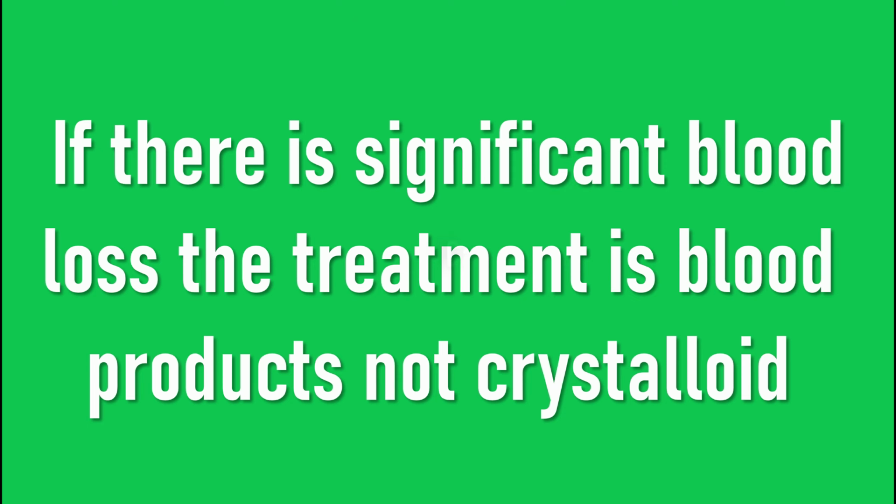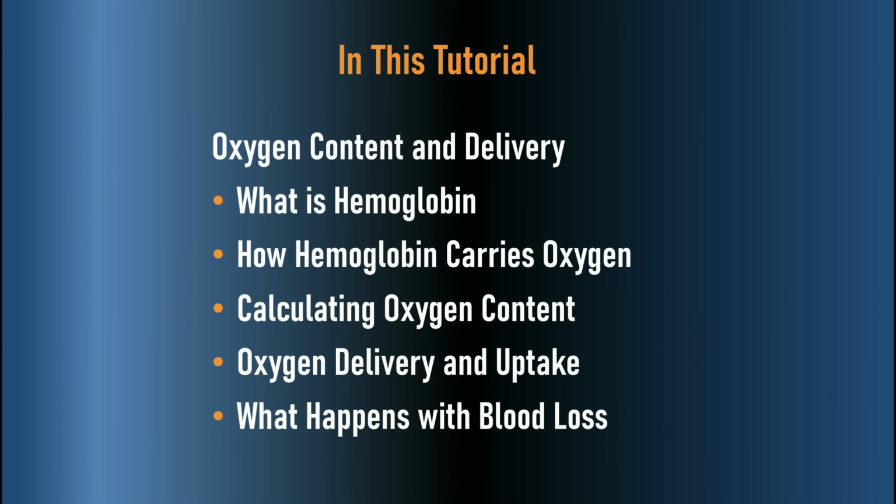Let's review this tutorial. This was a tutorial about oxygen content and delivery. I explained what hemoglobin is, how hemoglobin carries oxygen, how to calculate oxygen content, how to calculate oxygen delivery and uptake, and what happens with blood loss and with crystalloid resuscitation. Next time, we're going to look at the oxyhemoglobin dissociation curve. I'll see you then, and I guarantee you'll learn something.